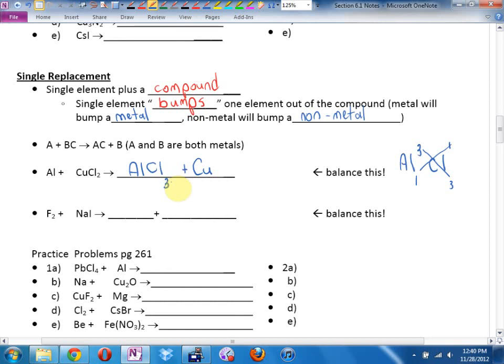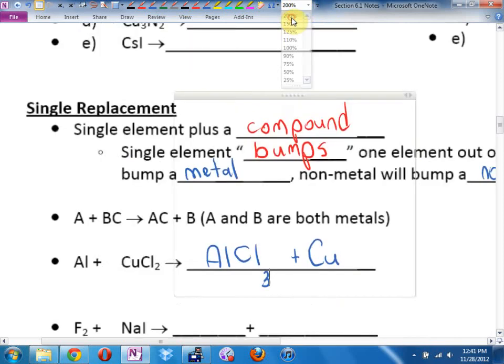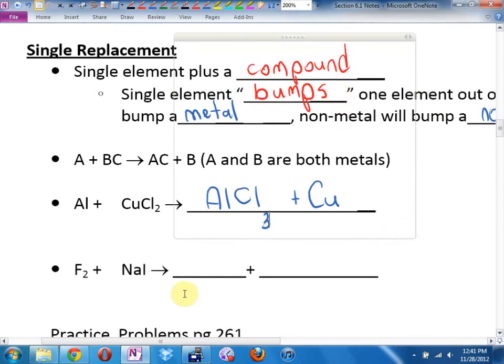Now I wrote balance this. This one might be a little bit trickier. Where do you think we should start out with? You don't have to write copper's charge in the actual equation. You would need it if you were trying to do something with it. Where do you think I should start balancing this puppy? With Als? There's 1 and 1. I don't think it's going to help me much. Oh, did you say the Cls? I'm sorry. Yeah, with the chlorines.